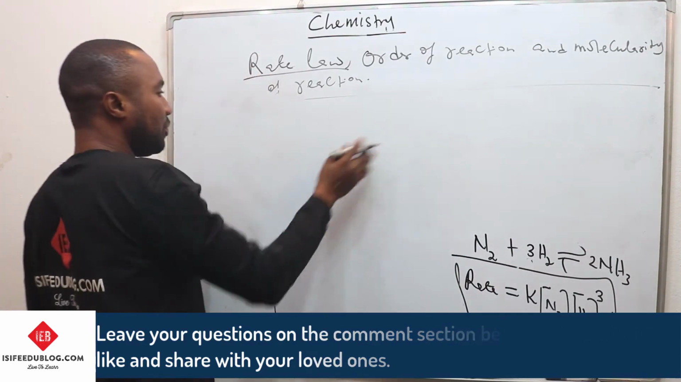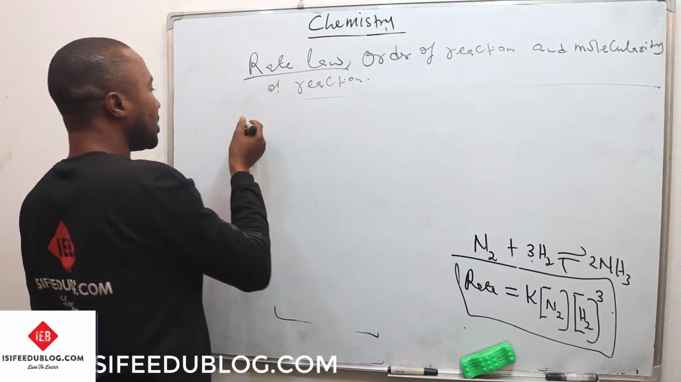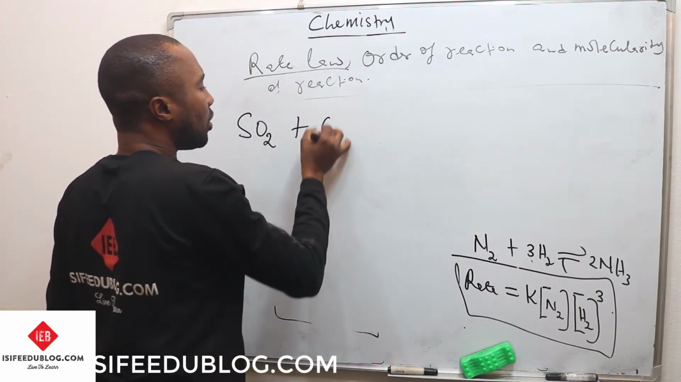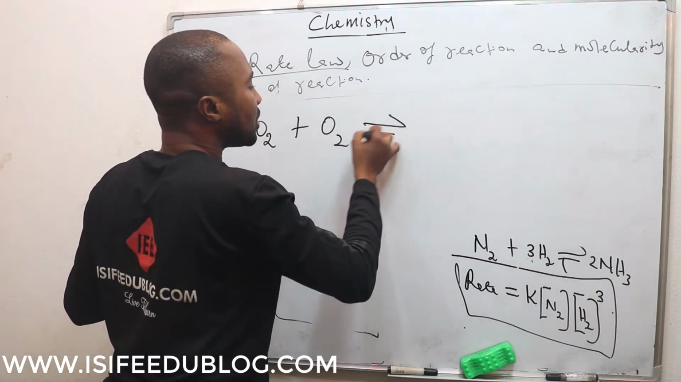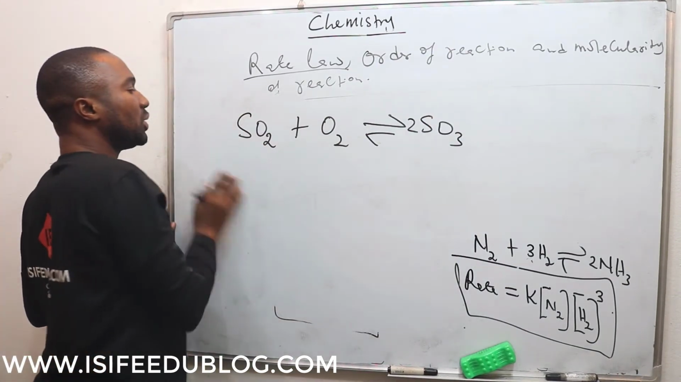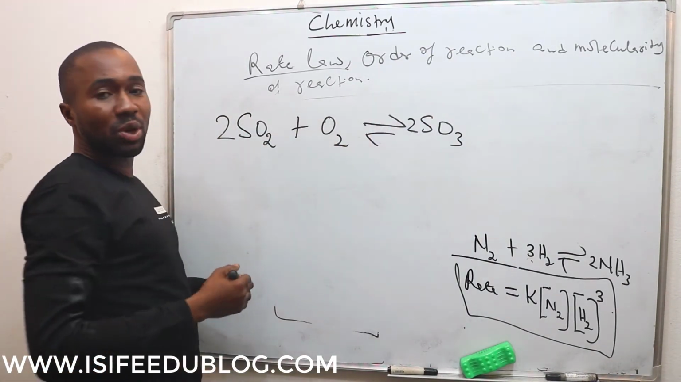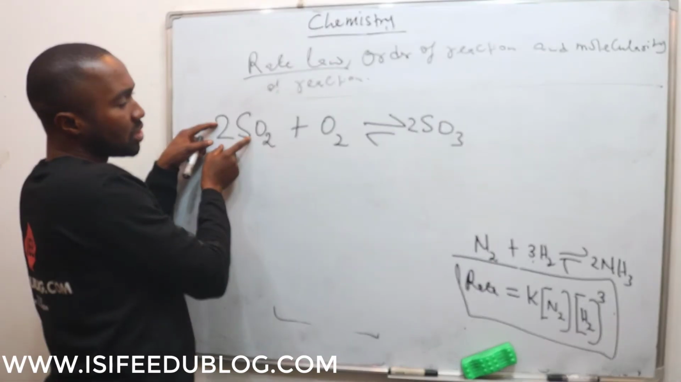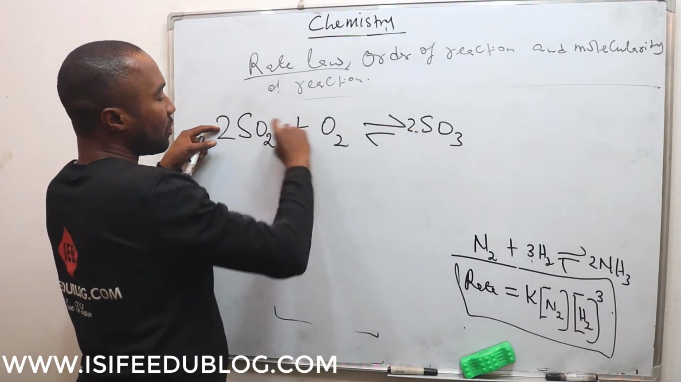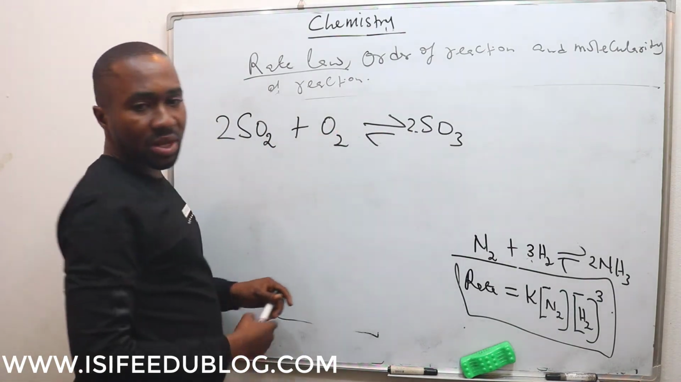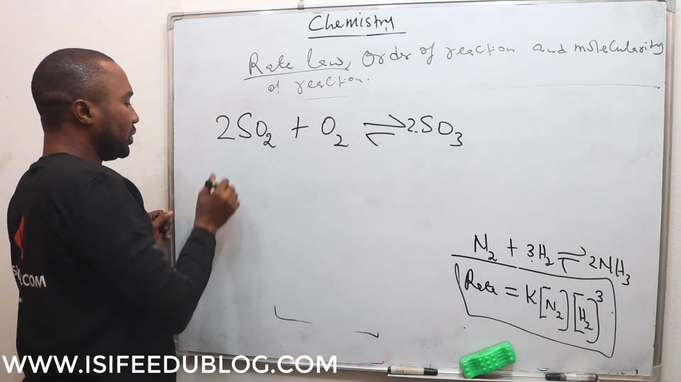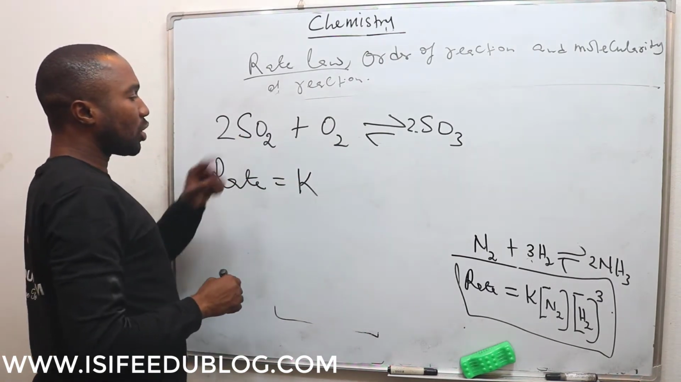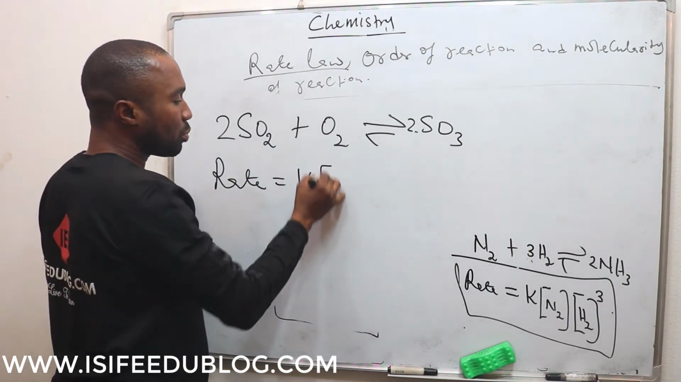Again, if you are asked to write the rate law expression for this reaction, SO2 plus oxygen, giving me SO3. Now the equation is balanced, because before you write any rate law, ensure that your equation is balanced. The equation is balanced. We have 2 sulfur here, 2 sulfur, oxygen 6, 2 times 3, oxygen 6. So now the rate, you write the rate is equal to k. Then the concentration of the first reactant, you open a square bracket.